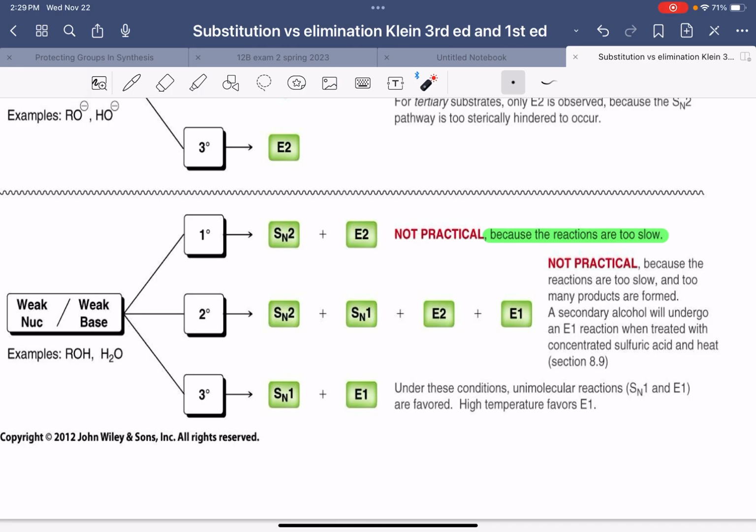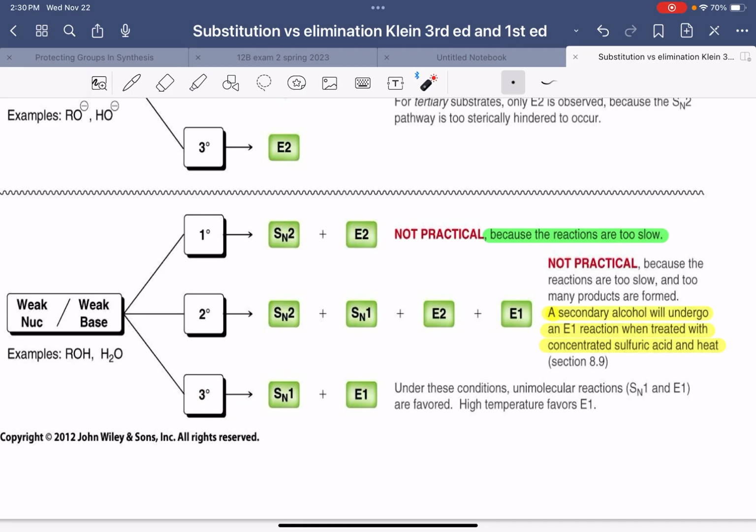There is an exception, however, which is a secondary alcohol will undergo an E1 reaction when treated with concentrated sulfuric acid and heat. That is a dehydration reaction that we saw back in chapter 8. Actually, in chapter 8 we saw the hydration. But this is essentially the reverse of the hydration. Remember, hydrating a double bond, we used dilute acid. If you use concentrated acid, you can get the E1 reaction to go.